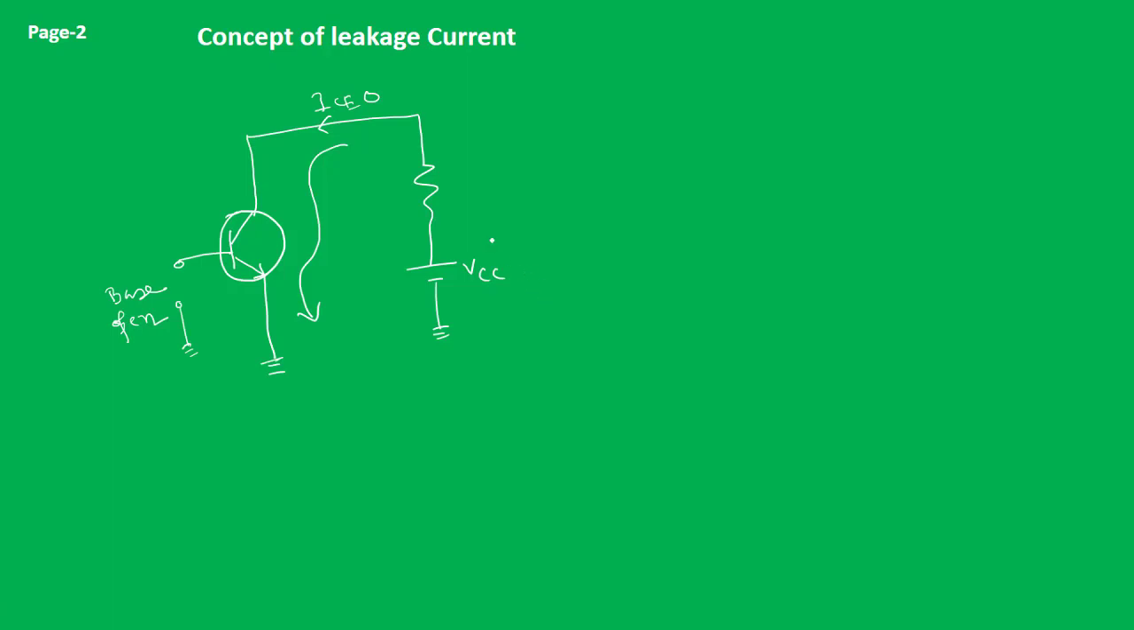In common base configuration also we have seen the concept of leakage current. So if we keep the input open, that is, if we keep the base open, and the current flowing through the collector and emitter, this is the leakage current keeping base open. So it is not IC, it is a part of IC, which we call ICEO. Later on we will see how IC and ICEO are related with each other.